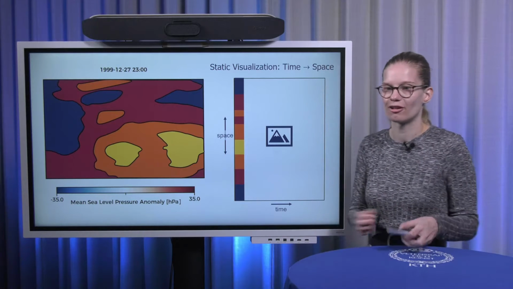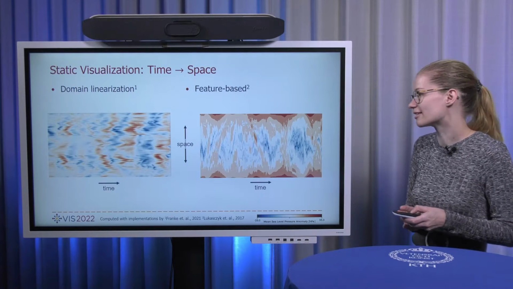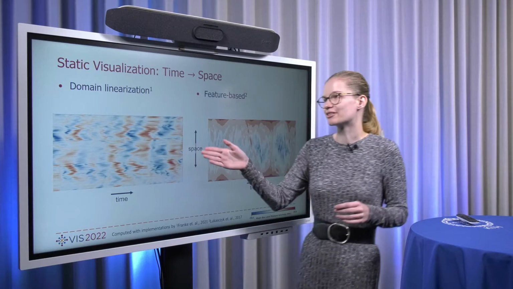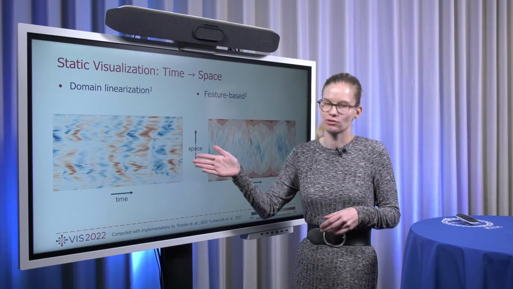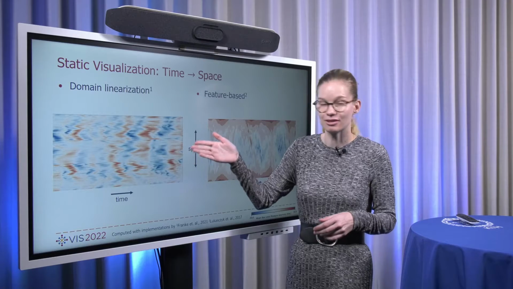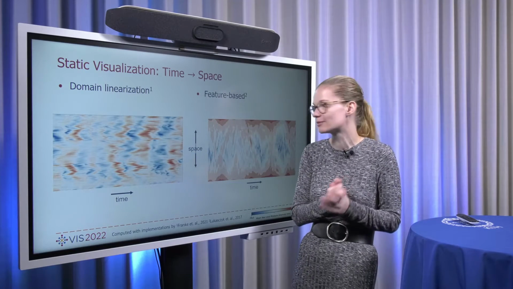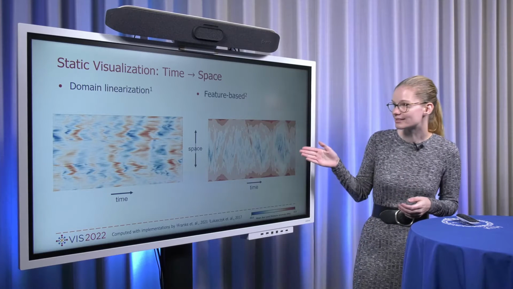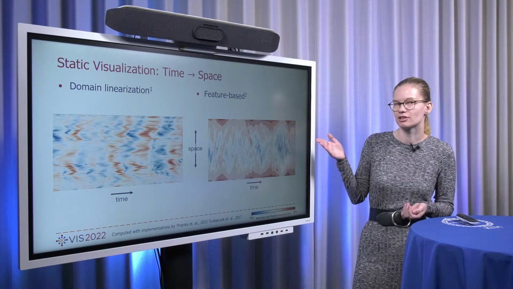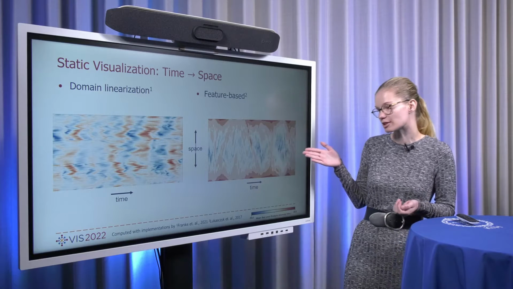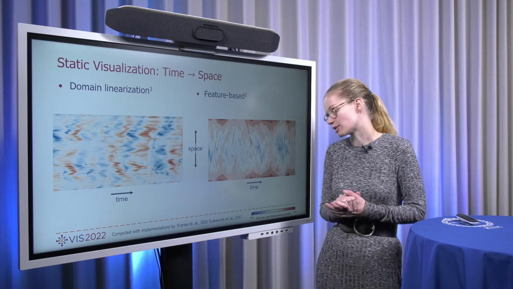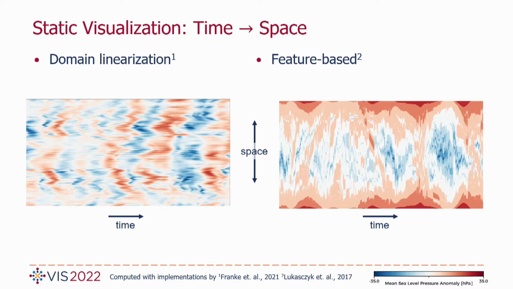Both of these are methods that have been presented and studied before. Here on the left, we have the domain linearization. For example, this one is a Hilbert curve over time computed with the implementation by Franke et al. And this here on the right is a feature-based visualization, a nested tracking graph specifically, computed with the implementation by Lukács et al. Now, both of these have advantages and disadvantages. We can certainly see some of the structure from the data in both.